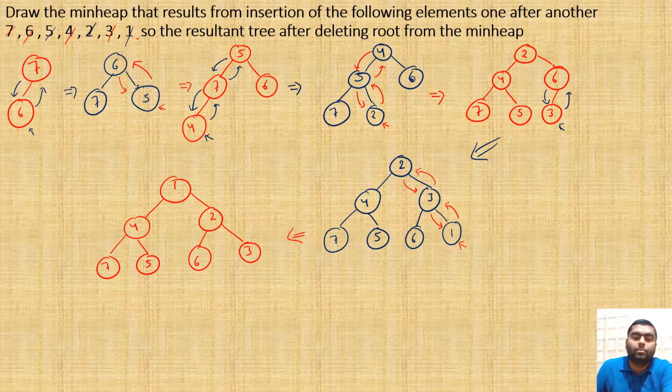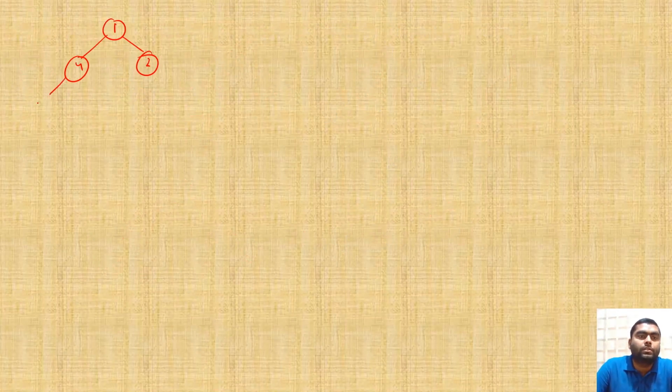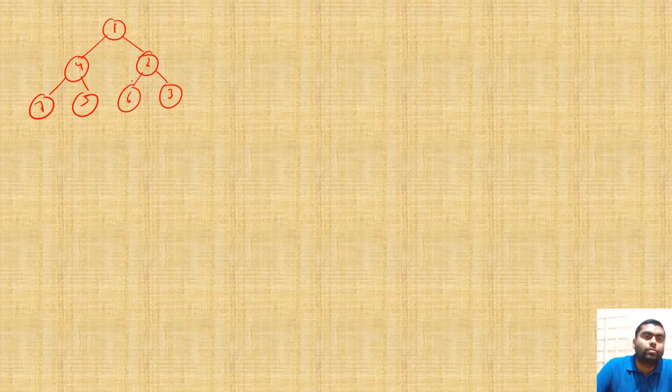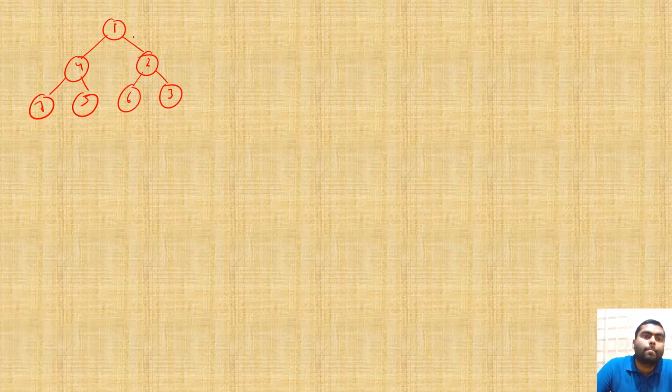Okay, so the resulting tree after deleting the root node. So we have to delete the root node. 1 4 2, let me draw it again. 1 4 2, then 7 5 6 3. So it is 7 5 6 and 3. So just delete root. Okay, now I'm deleting root. So delete root.